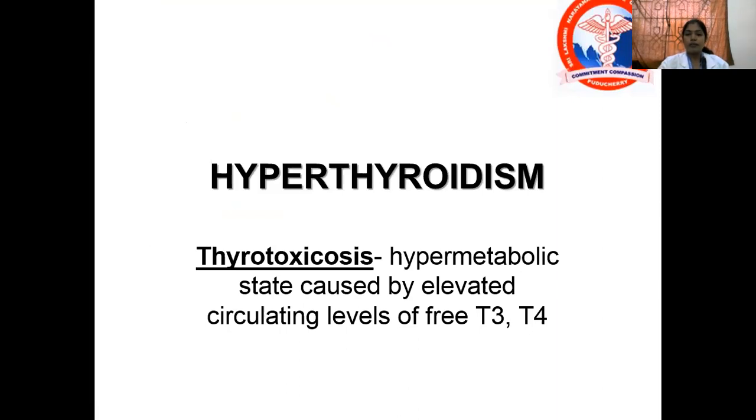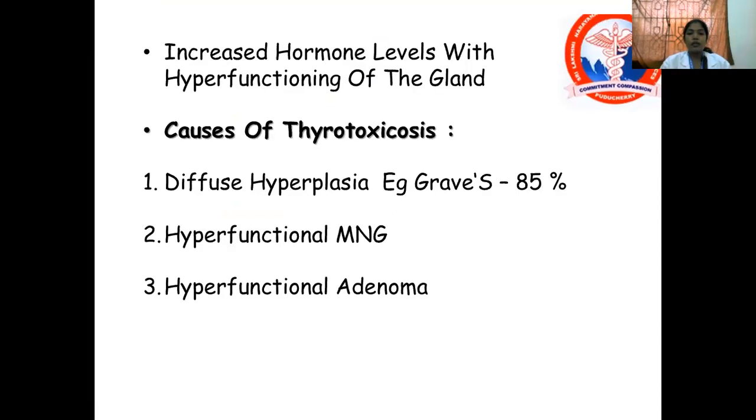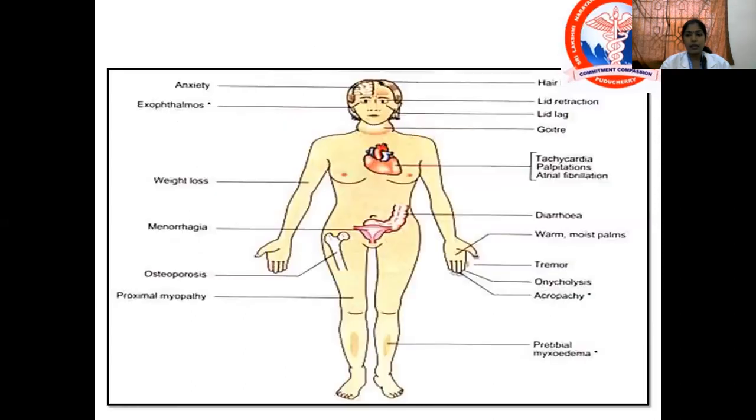Coming to hyperthyroidism, coming to thyrotoxicosis. What is thyrotoxicosis? Thyrotoxicosis is a hypermetabolic state caused by elevated circulating levels of free T3 and T4, with increased hormone levels and hyperfunctioning of the thyroid gland. What are the causes of thyrotoxicosis? It may be because of diffuse hyperplasia, for example Graves' disease; 85% of the cases of hyperthyroidism are mainly because of Graves' disease. Or it may be because of hyperfunctional multinodular goiter, or because of an adenoma. An adenoma is just a benign nodule which secretes excessive T3 and T4.